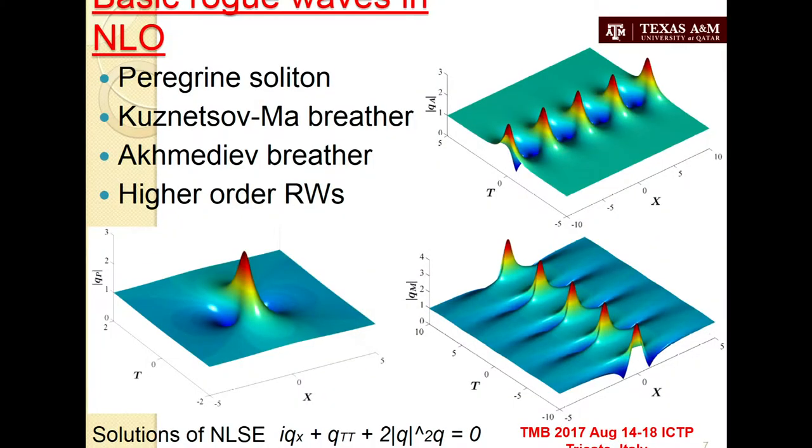So here, this is the transverse coordinate, this is the propagation distance, this is the equation written in a slightly different form just to account for these coordinates there.